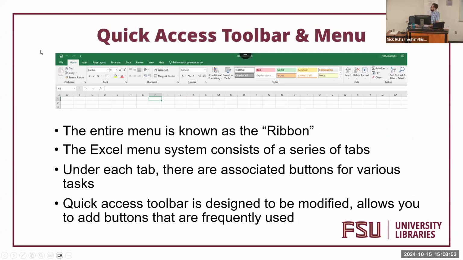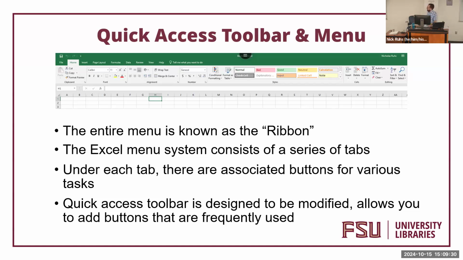So the entire menu system, that top part of the screen in Excel, is known as the ribbon. And this whole system contains a number of menus. And the menus contain a series of different tabs. So you have your Home tab, your Insert tab, Page Layout, etc. And under each of these tabs, there's a number of different buttons that have various tasks or allow you to edit the spreadsheet.